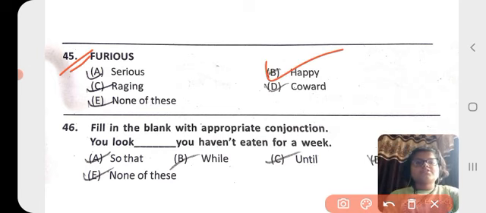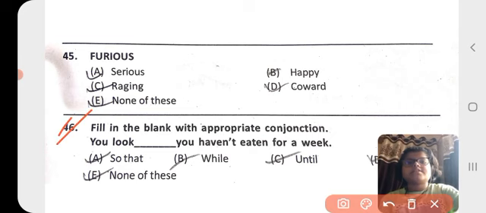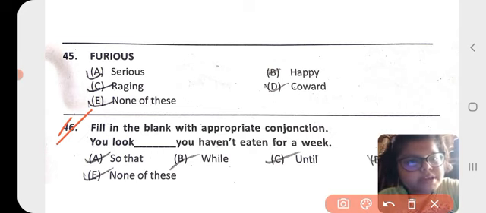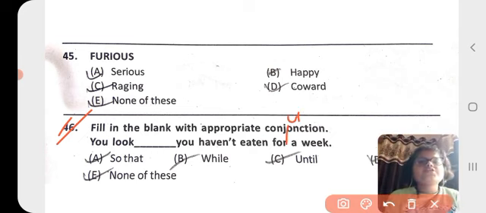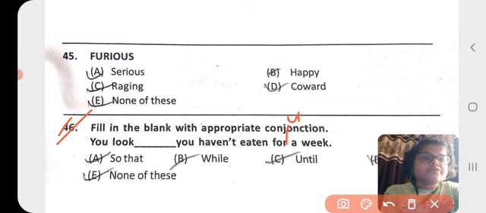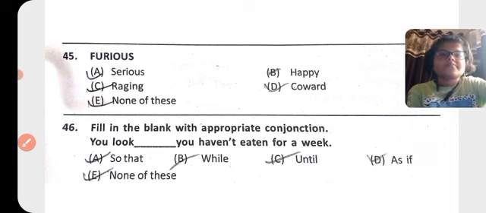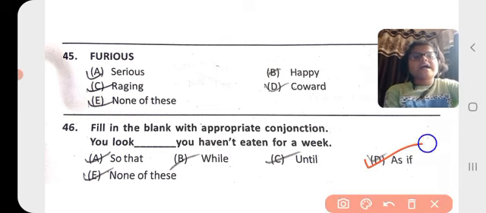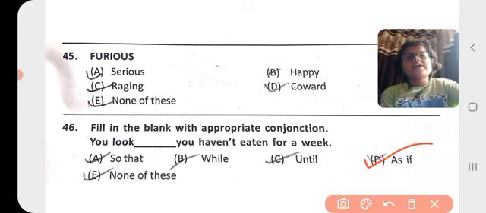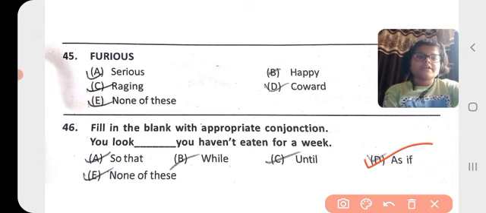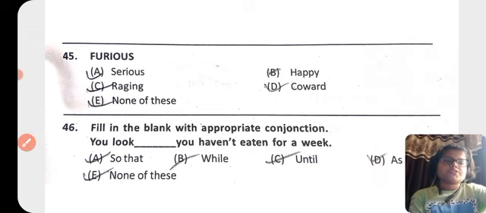Let's go to the next question. Question number 46. Fill in the blank with the appropriate conjunction. So here, actually, conjunction spelling is review conjunction. You look dash, you haven't eaten for a week. Let's move the camera. The answer will be as if. You look as if you haven't eaten for a week. Let's move on to the next question.